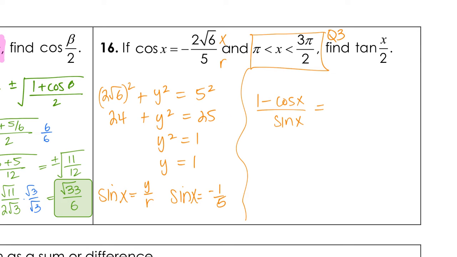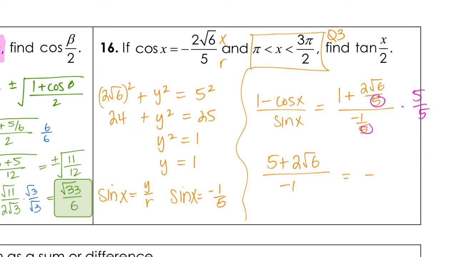So now I'm going to fill into this. 1 minus, cosine was negative, so I'm going to go ahead and change it to the plus already. And then over negative 1/5. There are 5s in 2 places, so let's just multiply by 5 over 5. And that will be 5 plus 2 square root 6 over negative 1. And so actually, we're basically done. When you divide by a negative, it's just going to change the signs of everything. So negative 5 minus 2 square root of 6. And that's it. We're done.